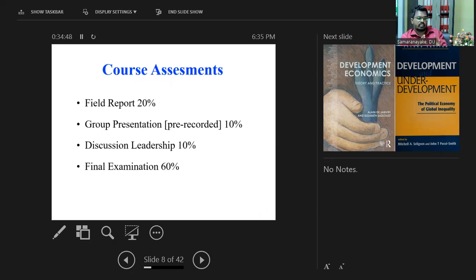Likewise, you may get data and apply models, theories, and concepts, and you will analyze a development problem. Development means you could think of the place you are living as the context for studying a development problem, right? So that is what it is. And then this group presentation means this.